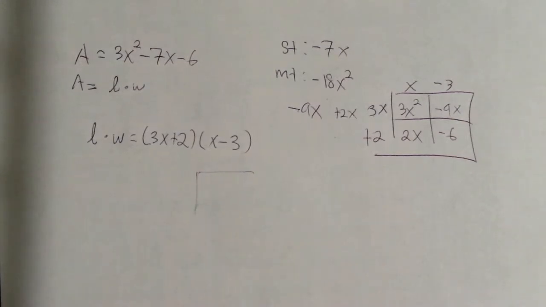Number 10 says the area of a square is represented by 4x squared plus 12x plus 9. What is the length of each side of the square?